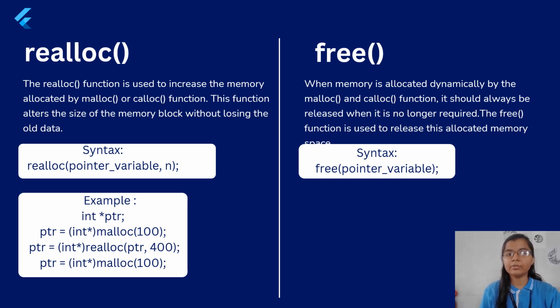The last one is free. When the memory is allocated dynamically by the malloc and calloc functions, it should always be released when it is no longer required. The free function is used to release this allocated memory space. The following is the syntax for the free function.